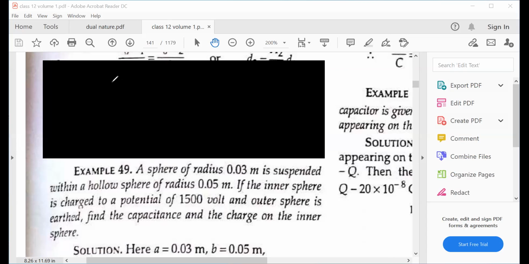So let's see the relations next. Here they have given the formula, and what is the formula you are using?